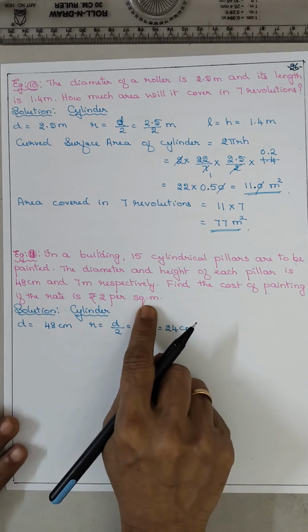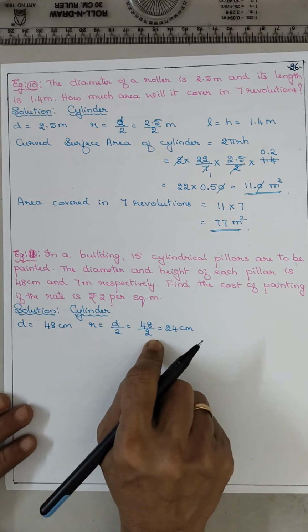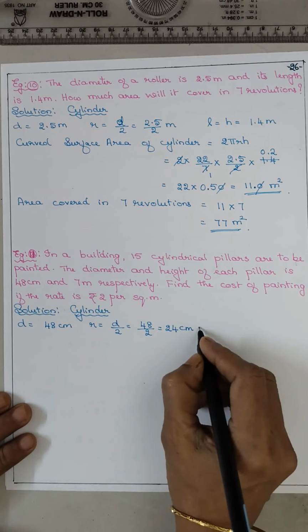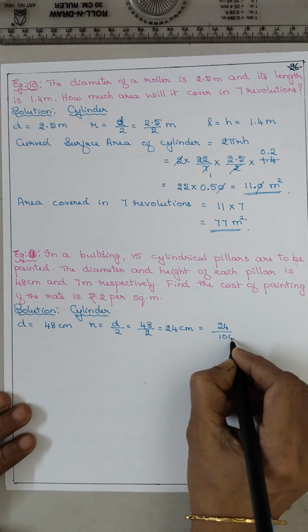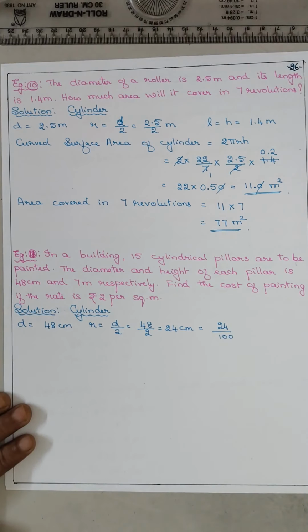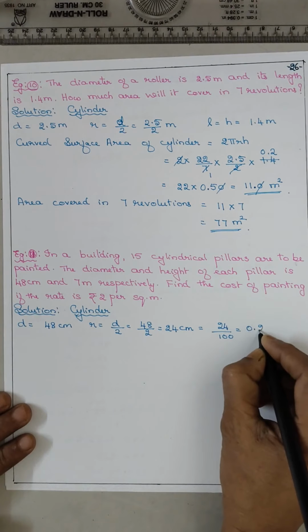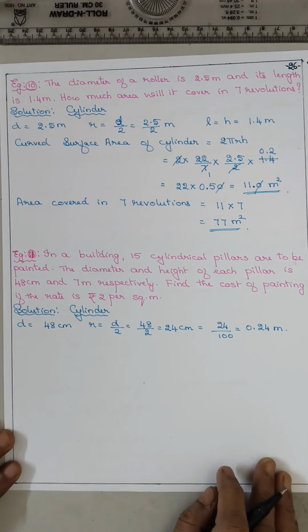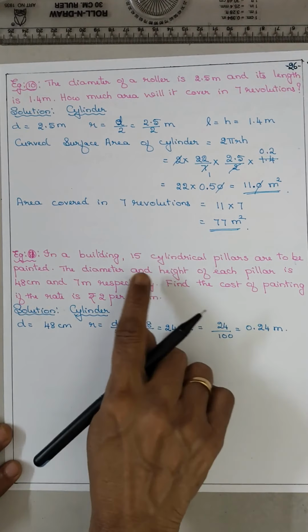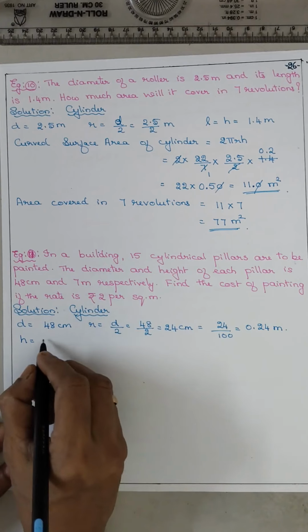But this is in centimeter, and we need meter. So convert this into meter. How? 24 upon 100. Centimeter to meter, divide by 100. So it is 0.24 meter. You got the radius. Now height. Height is already given, 7 meter.